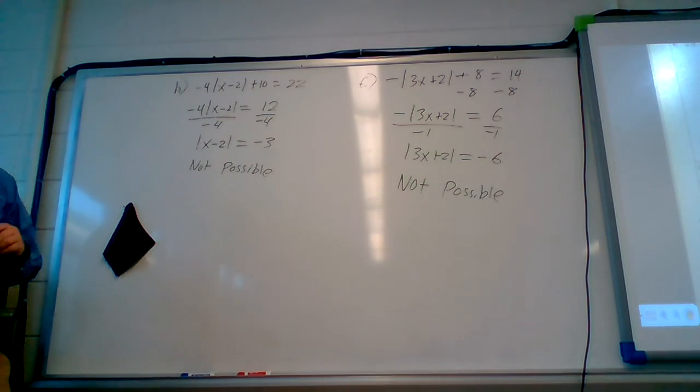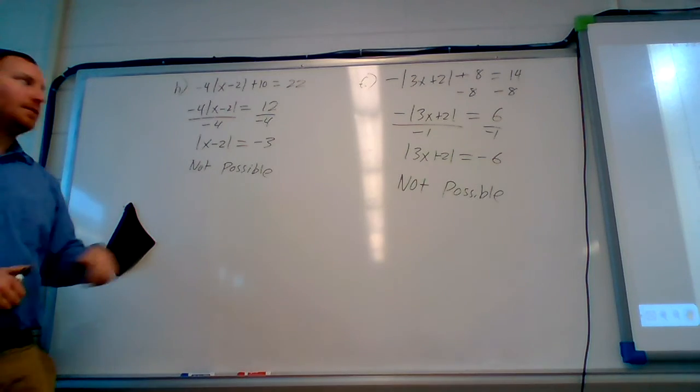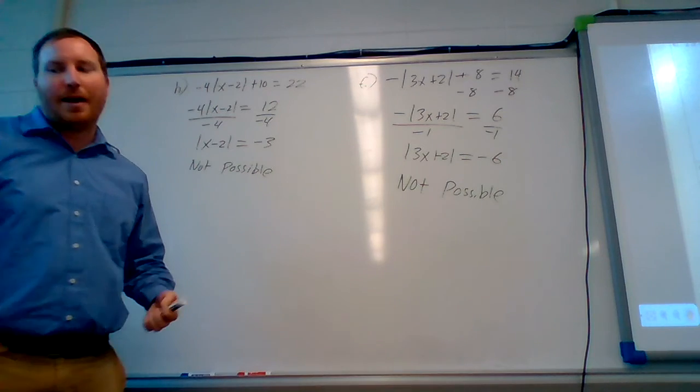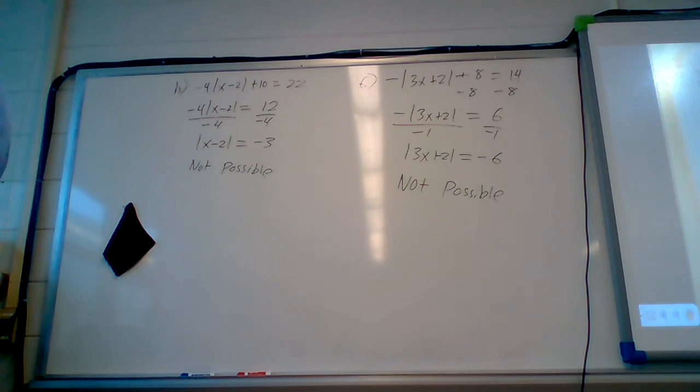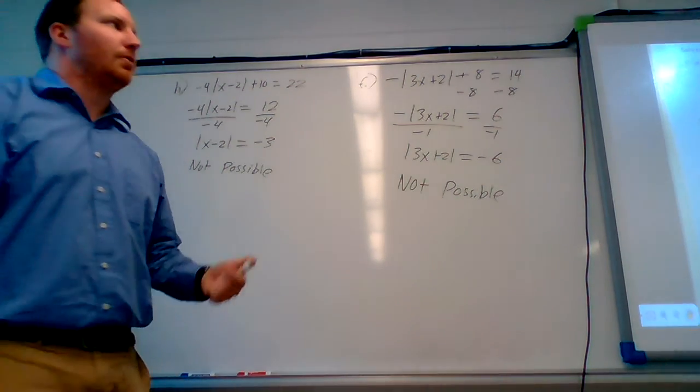So what I'm getting at is, unless there's a negative behind the equal sign, then it is possible. So it just depends on what steps you have to take to get that absolute value isolated. If it ends up with a negative, it's just not possible. That might not always be the case. That makes sense. Okay. Any questions on that? So that's the homework for today, absolute value equations.